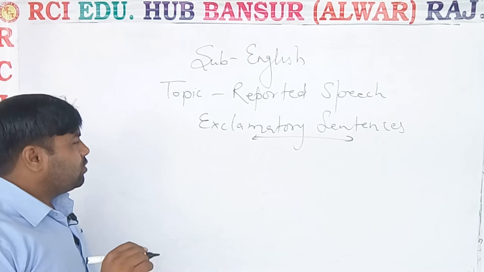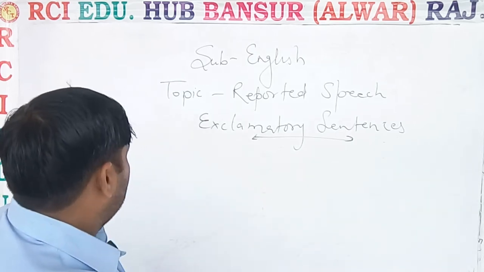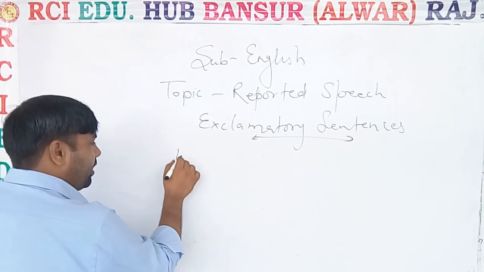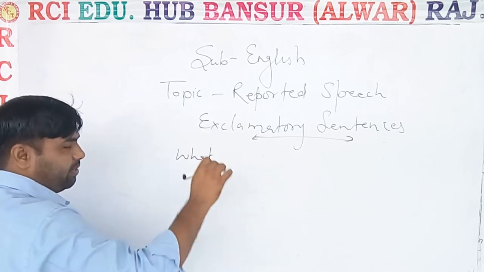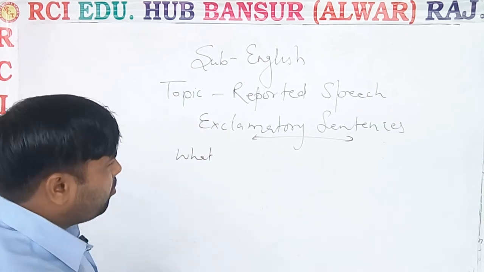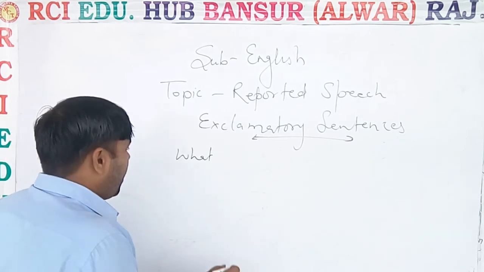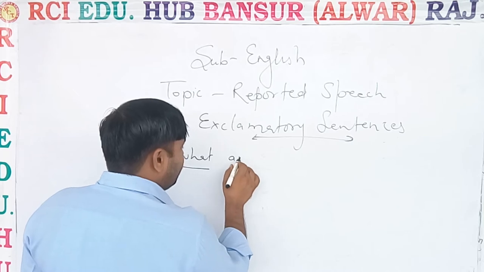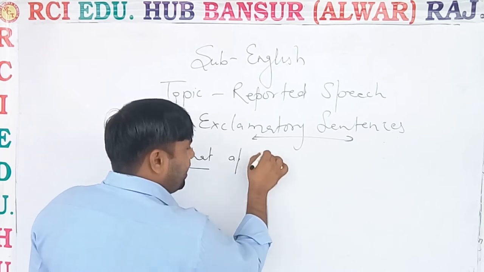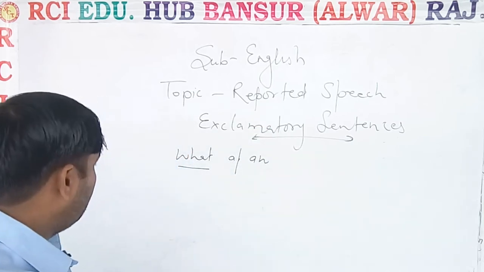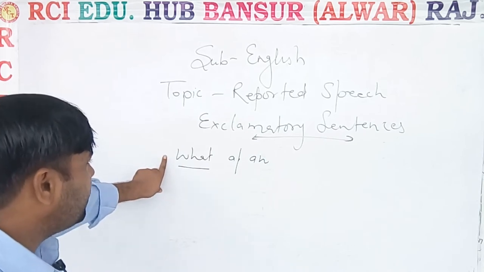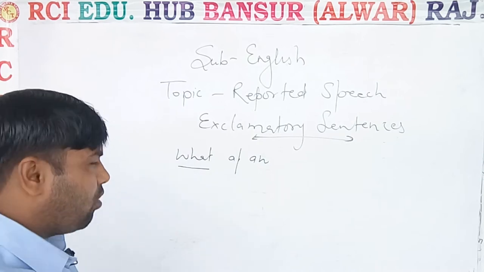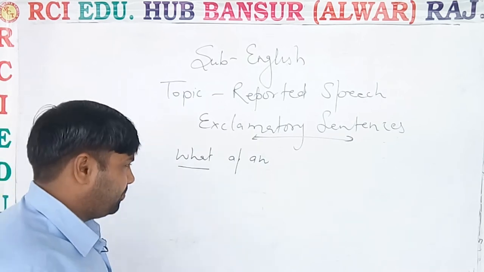Exclamatory sentence. So guys, just try to understand, if "what" is given in a reported speech sentence and after that "a" and "an" will be there, then it is not interrogative, it is a sign of an exclamatory sentence or exclamation word.